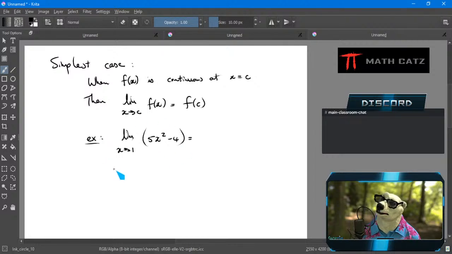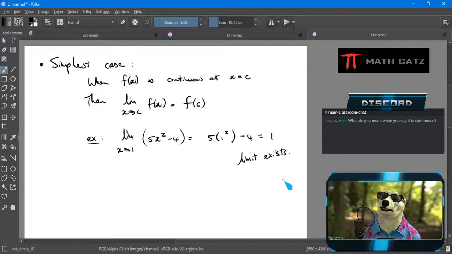So when I look at a behavior question, this is the first case I'm hoping for. Is it as simple as just plugging in the x value? Because if it is, then there is no need for a behavior question to even be asked. You're trying to trick me. I can just plug it in. If I get a y value for this familiar looking function, I'm good to go. It's 1. Limit exists.